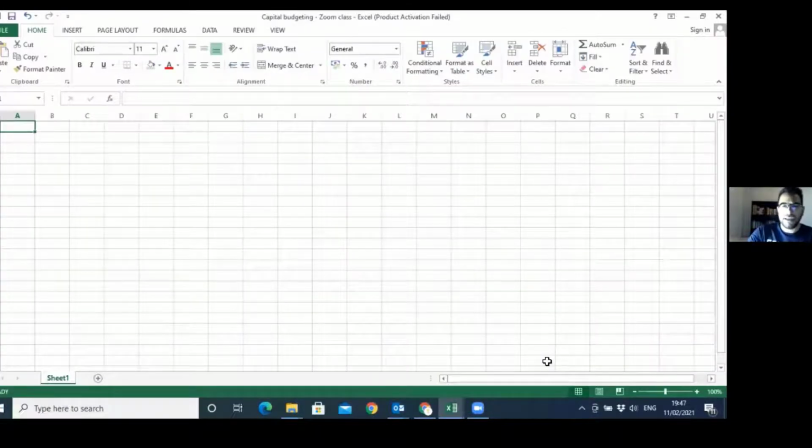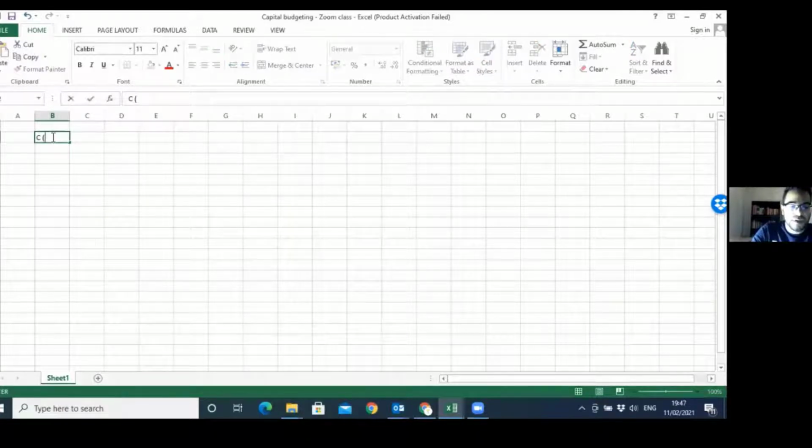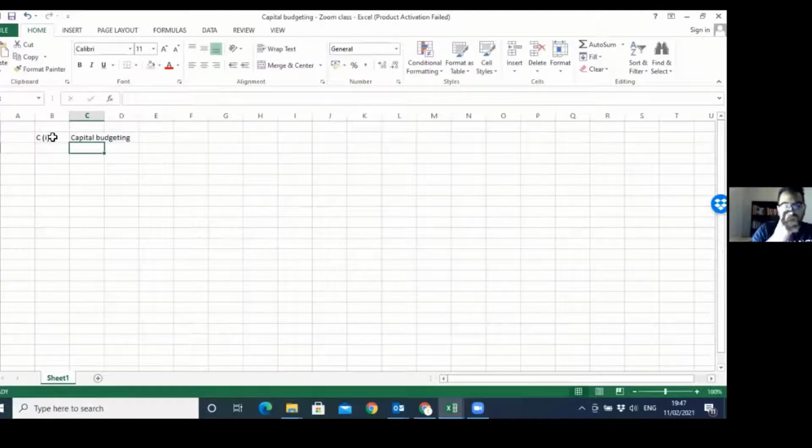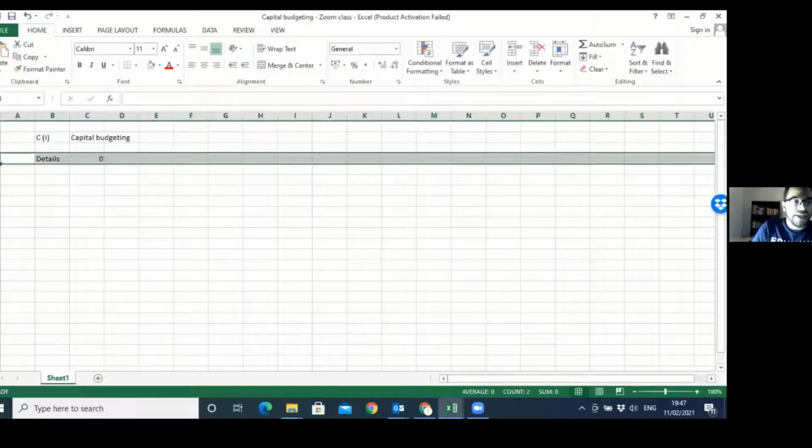So here's Excel. Can you see Excel? Yes. Okay. So here is Excel. I'm going to have capital budgeting questions. So this is C1, capital budgeting. The way you set up an NPV question, I'll show you. I always have these two columns. Column number 1, details. Column number 2, year 0.